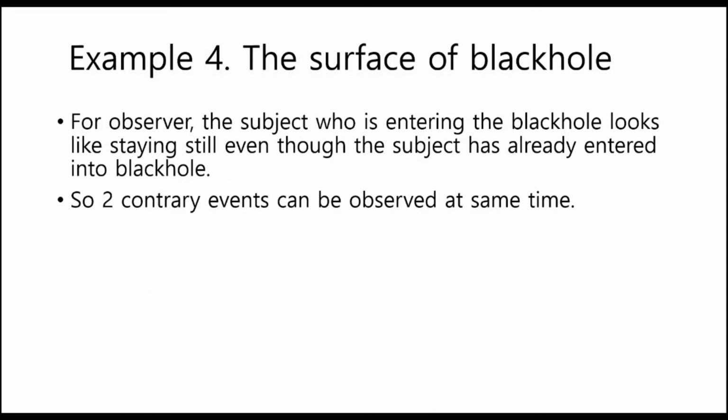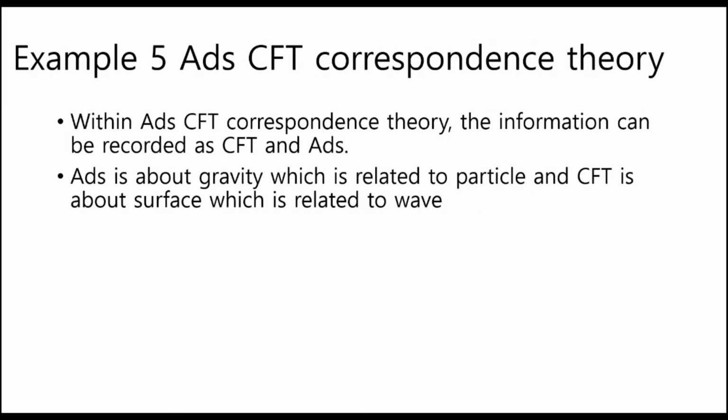Example 4. The surface of a black hole. For an observer, the subject who is entering the black hole looks like it is staying still, even though the subject has already entered the black hole. So two contrary events can be observed at the same time.